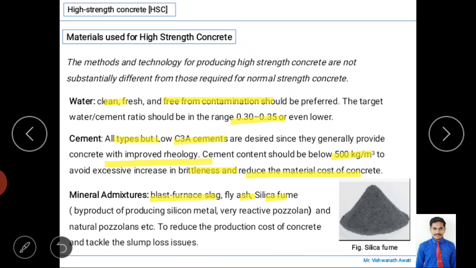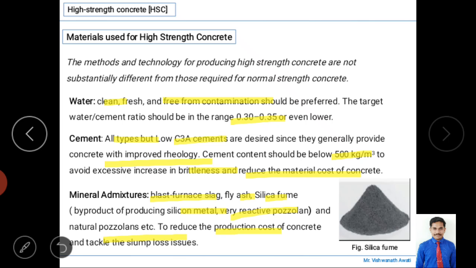Actually, silica fume is a byproduct from producing silica metal. During the production of silica metal, silica fume comes out as a byproduct or waste product, and it is a very reactive pozzolanic material. Because of this characteristic, it is used as a mineral admixture. And natural pozzolana materials are also used, mainly because of the reduction in production cost, reduction of cost of concrete, and to tackle slump loss issues.